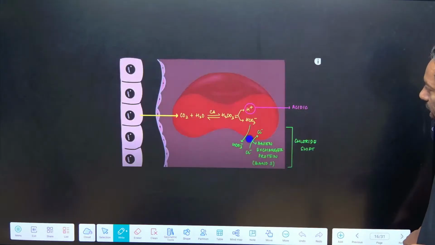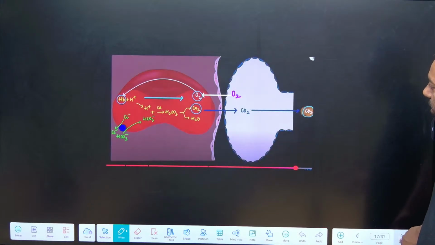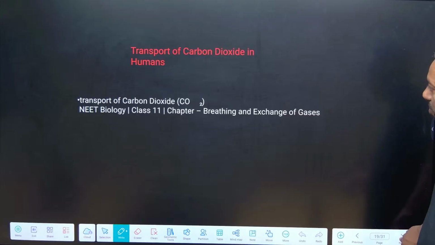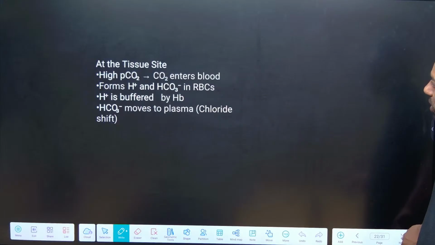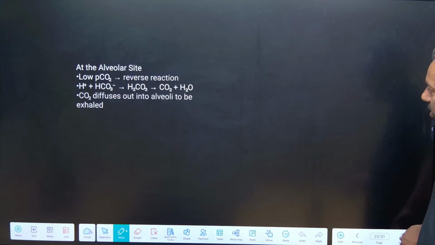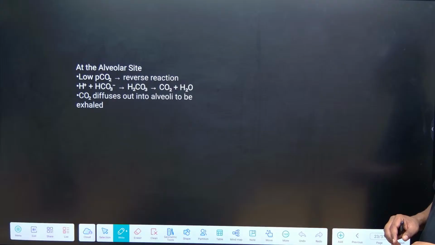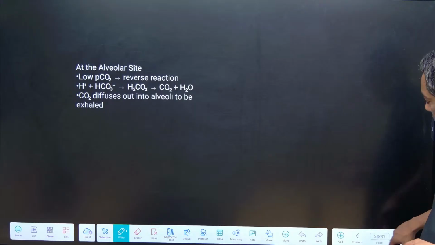And this is the acidic form. We have completed the transport of carbon dioxide. At the alveoli, the low partial pressure of CO2 makes the reaction reversible again, and CO2 diffuses out into the alveoli to exhale.